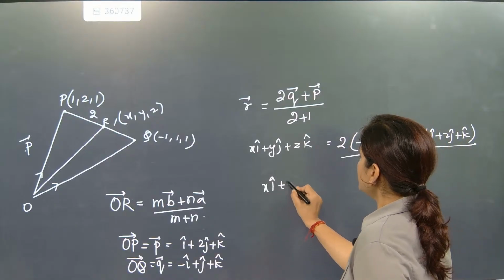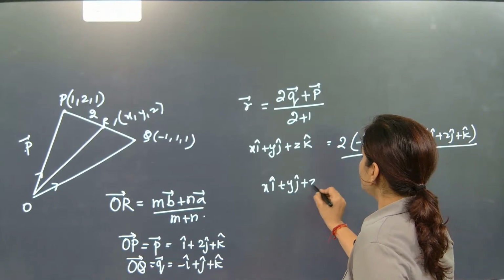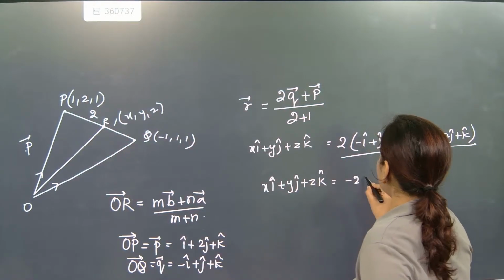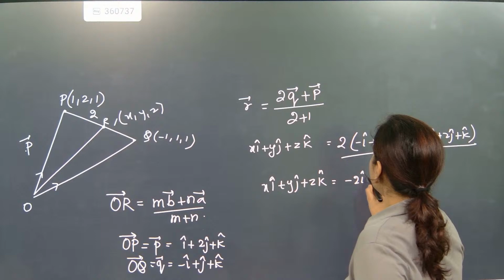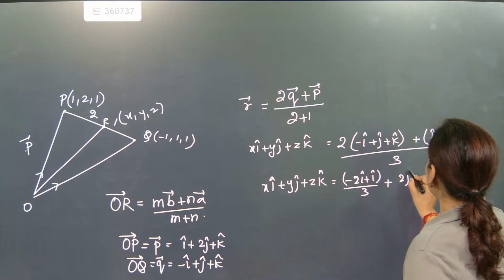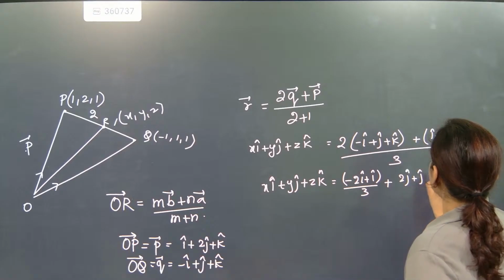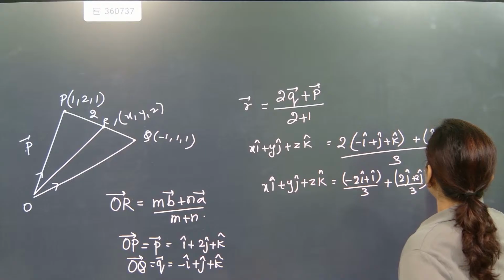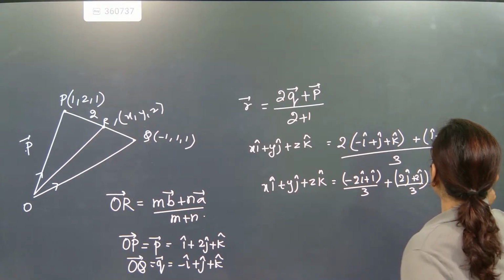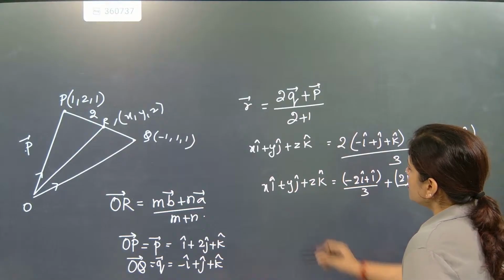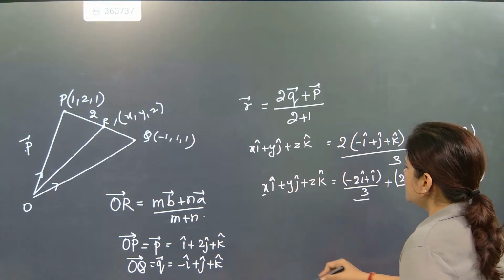So xi plus yj plus zk is equal to minus 2i plus i by 3. I'm just dividing the components: minus 2i plus i by 3, 2j plus 2j by 3, plus 2k plus k by 3. Now x will be equal to this i component.